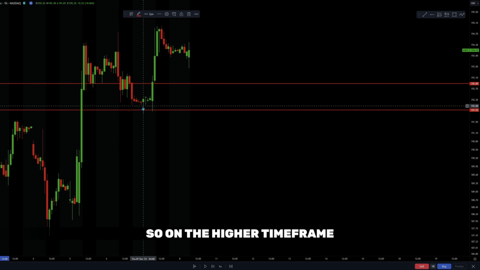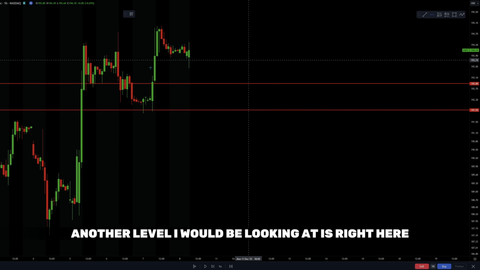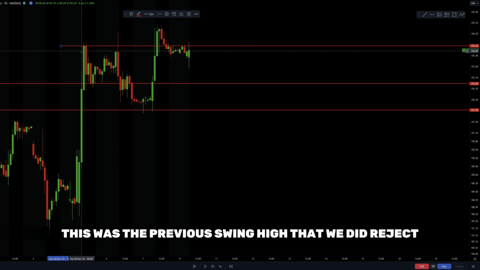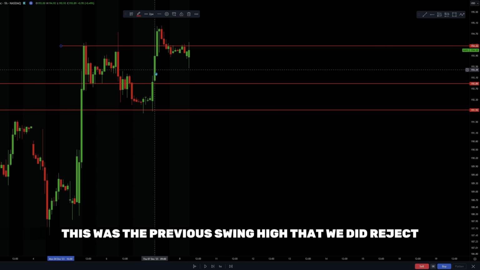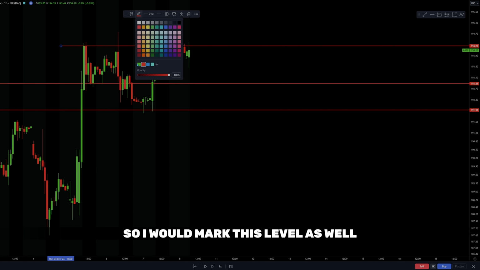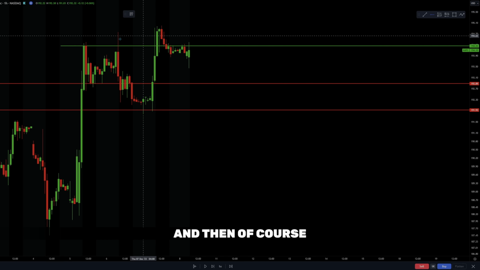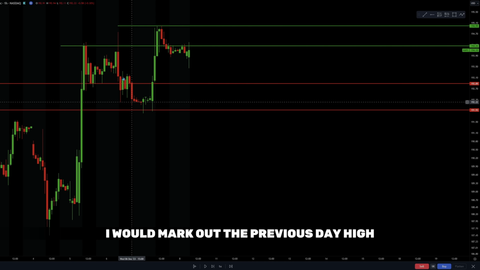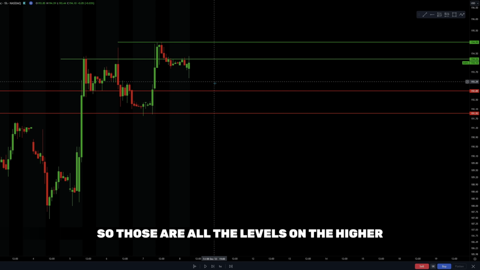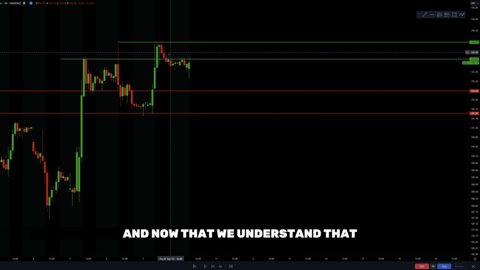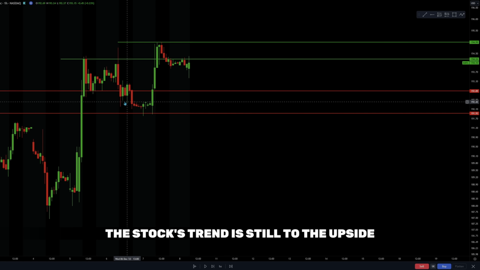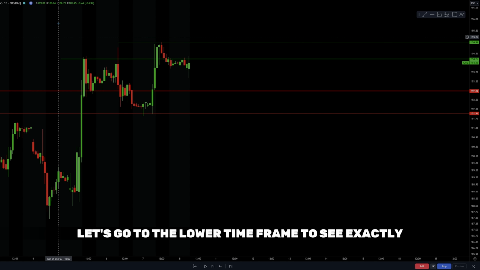So on the higher time frame, that's what I would be looking at. Another level I would be looking at is right here. This was the previous swing high that we did reject and then break afterwards. So I would mark this level as well. And then of course I would mark out the previous day high, just like so. So those are all the levels on the higher time frame that I would be looking at. And now that we understand that the stock's trend is still to the upside, let's go to the lower time frames to see exactly how I would trade this.